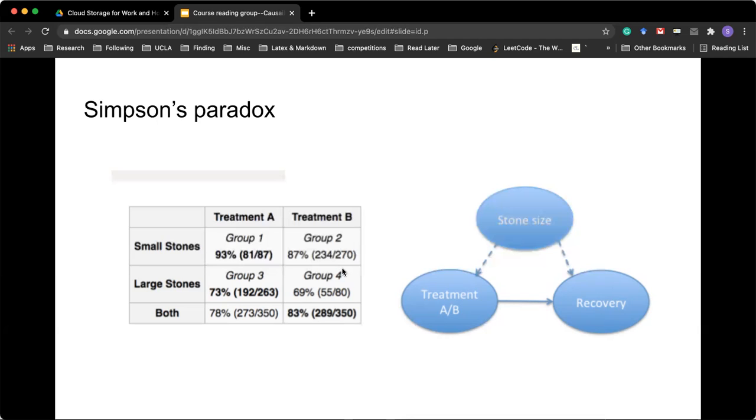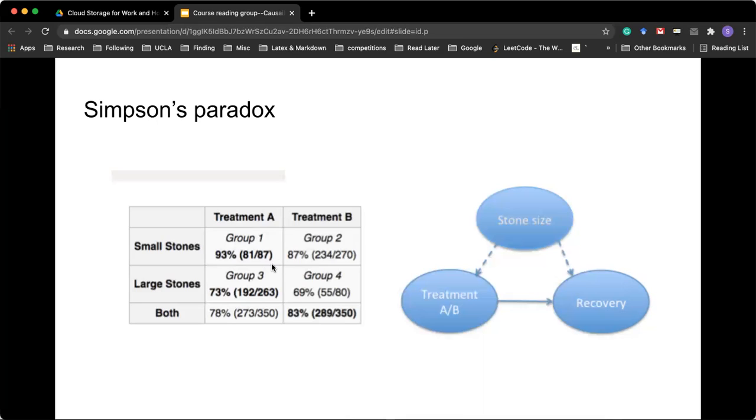The doctors have two different treatment plans, let's say treatment A and treatment B. Because they have a lot of patients, they record the size of each patient's stone and which treatment plan the patient received. They also record the recovery rate or the survival rate. So the data is posted here, for these four groups of patients.